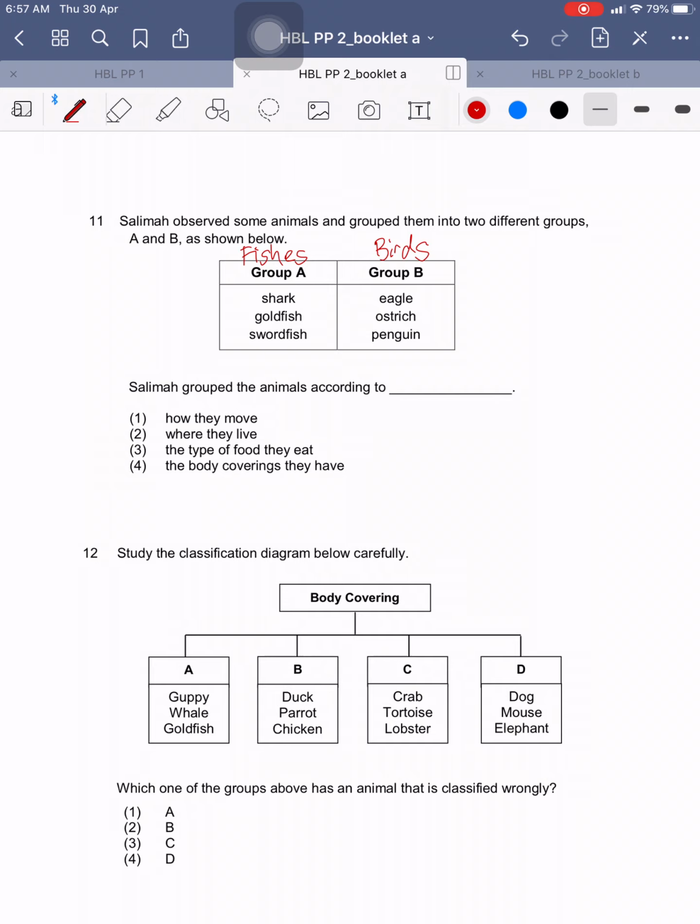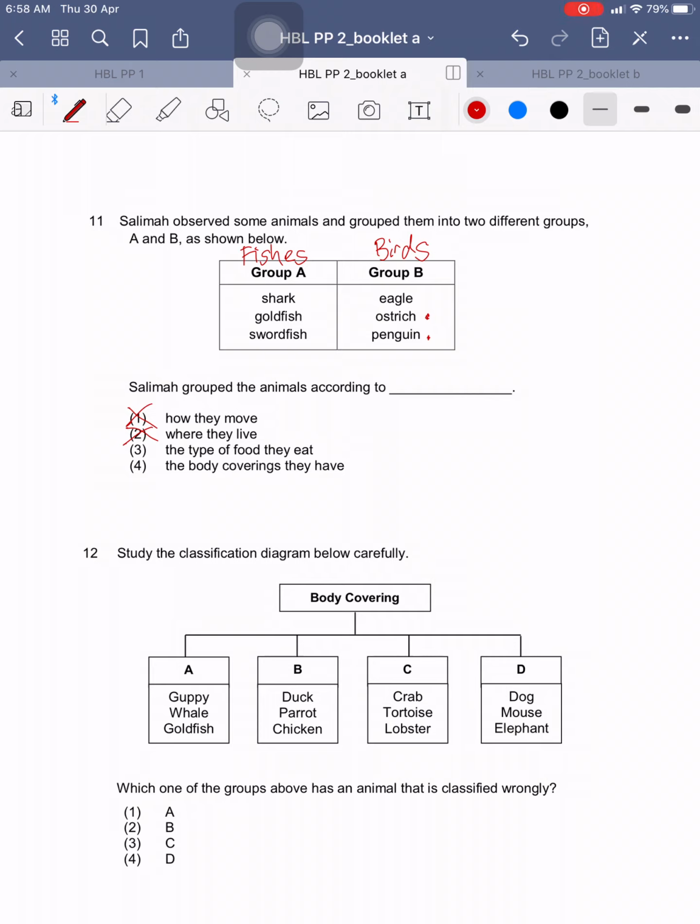So Salima grouped the animals according to, now number 1, how they move. Now looking at group B, eagle will fly, ostrich doesn't fly, so the way they move is different, so 1 is out. Now option 2, where they live, we see that penguin, they live in water. Alright, they also live on land, but they are able to live in both water and land. For ostrich, it's only on land, so that means option 2 is out.